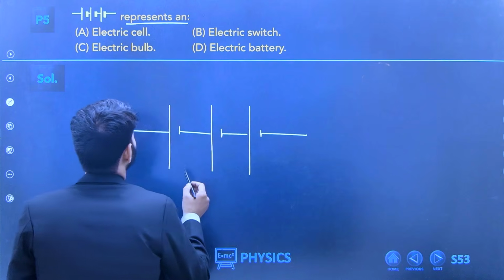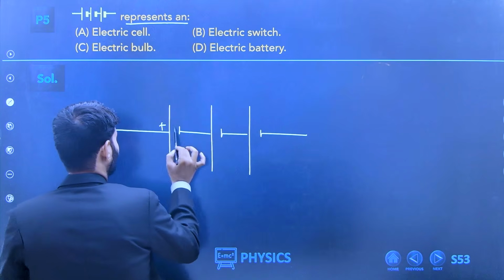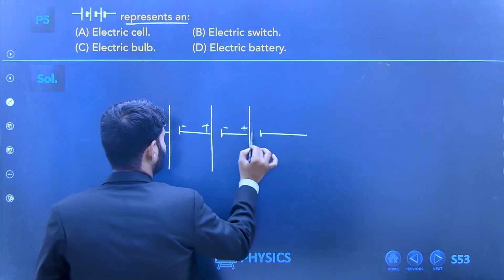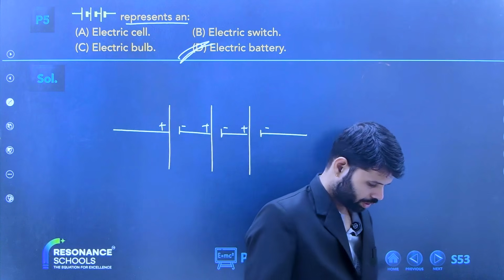So basically it is a battery, beta. Can you see this is plus, this is minus, this is plus, this is minus, this is plus, this is minus. Electric battery. How many of you got the correct answer?